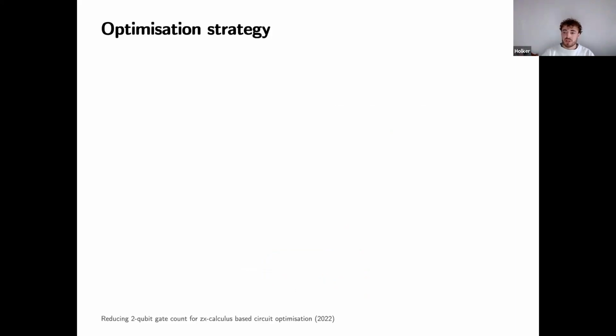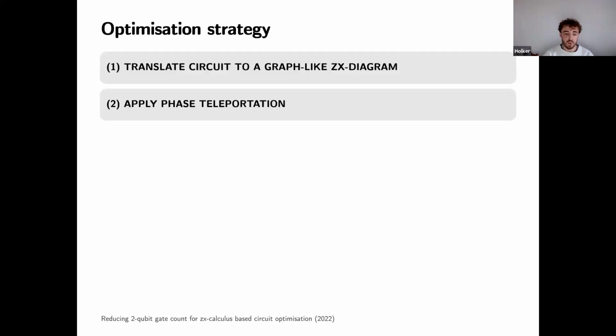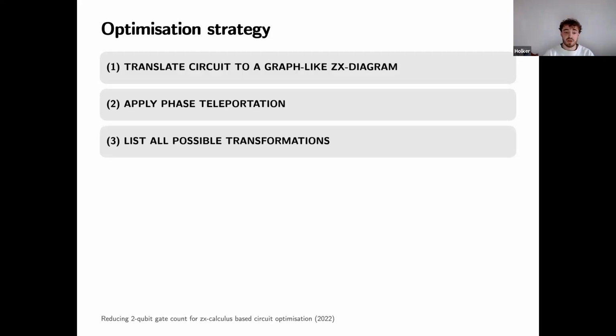So now moving on to the actual optimization strategy. Firstly, we translate the diagram into a graph-like ZX diagram, such that we can apply these simplification rules. We then immediately apply phase teleportation, which reduces the T count. Then we place all the non-Clifford phases on the diagram, place all the other ones to 0, and don't allow jumping, as it tends to worsen the performance of the algorithm. So now our T count has been reduced.